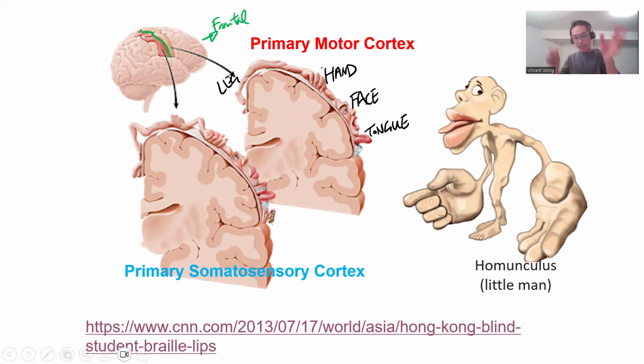Each part is mapped to a particular body part. If you damage here, you cannot move the hand. If you damage here, you cannot move the face. If you damage here, you cannot move half the tongue, so to speak. Damage here, you cannot move the leg. So that's what it is. We have a lot of neurons going to the hand, a lot going to the lower lips, relatively a lot going to the eyes and the ears, but not a lot in the trunk or in the feet.